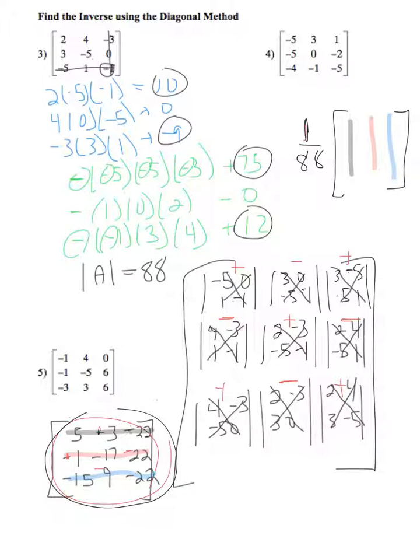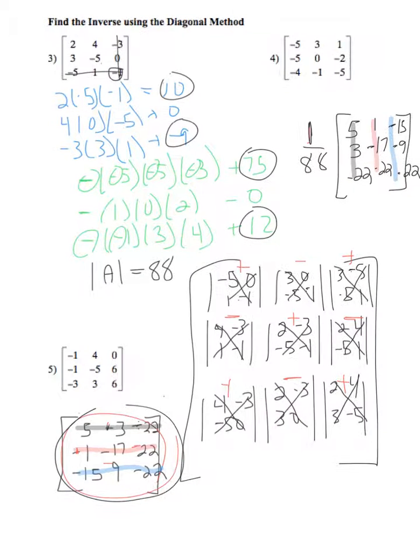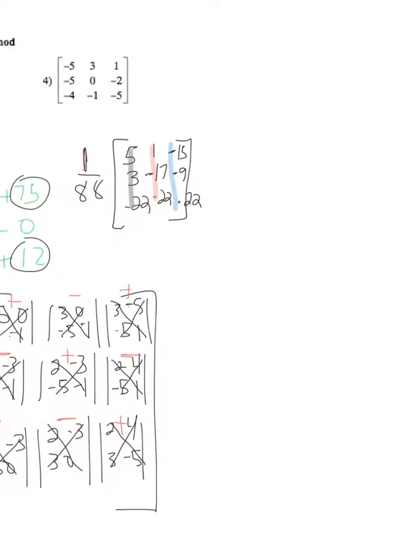So doing that, so we're going to have 5, let me stay in black. So we'll have 5, 3, -22, then the red one was a +1, -17, -22, and then the blue one was -15, -9, and -22. Okay, that's the process. Let's see if we can do that with number 4.